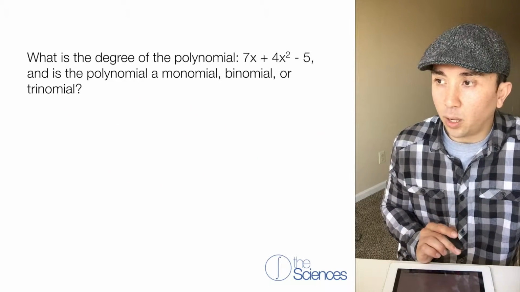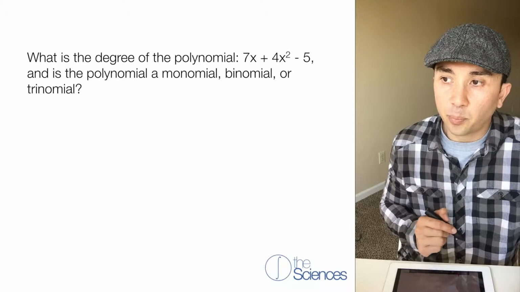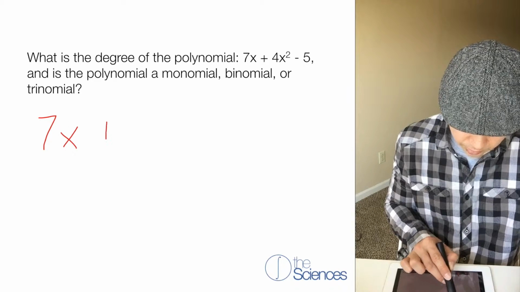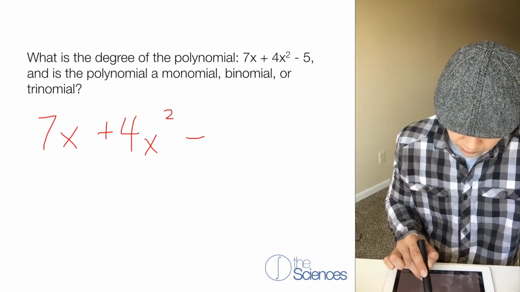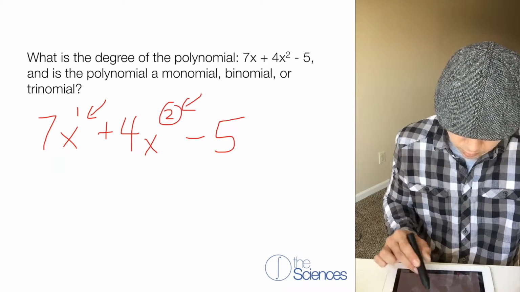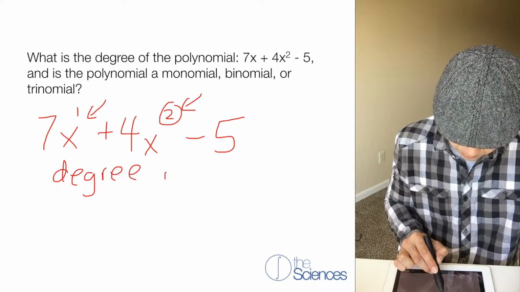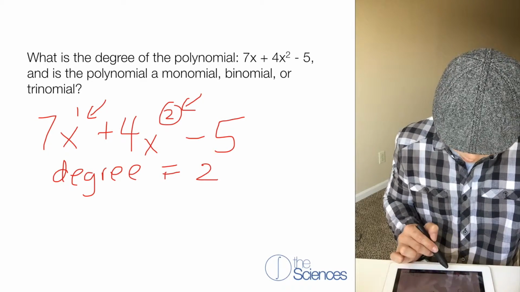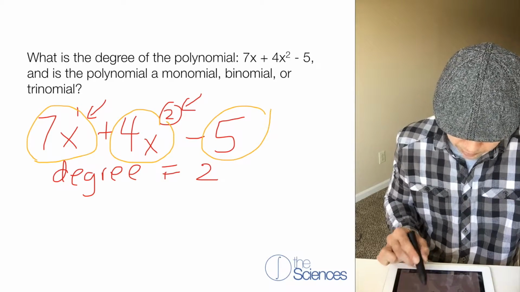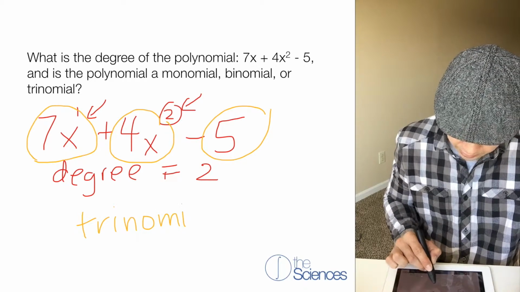Now, what is the degree of the polynomial 7x plus 4x squared minus 5? And is the polynomial a monomial, binomial, or trinomial? Well, remember, all we do is look at the exponent. So here we have 1, and here we have 2. So that means our degree is 2. And because we have one term here, a second term here, and a third term here, that means this is a trinomial because it has 3 terms.